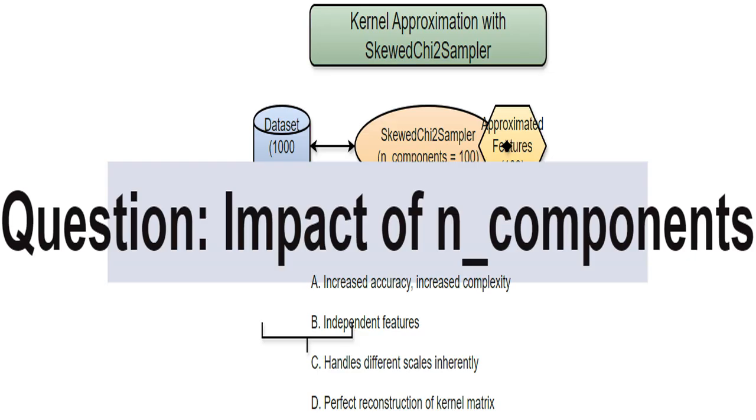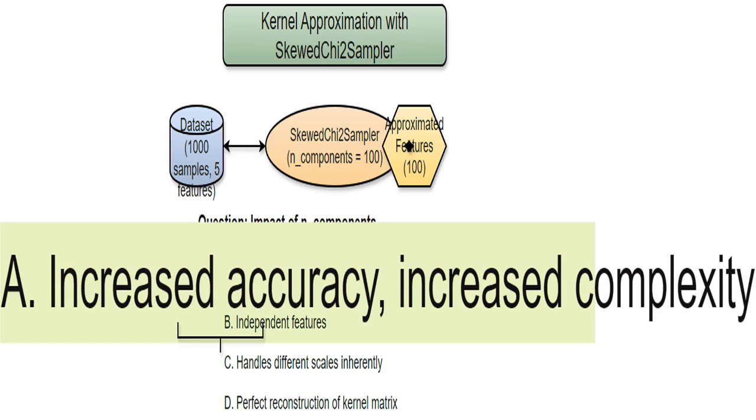The main question is, how does changing the number of new features, that is, the n_components parameter, affect the quality and performance of this approximation process? If I increase the number of components, it'll get more accurate, as I capture more of the original data's information. However, it will take longer and require more computing power. It's a trade-off between accuracy and efficiency.